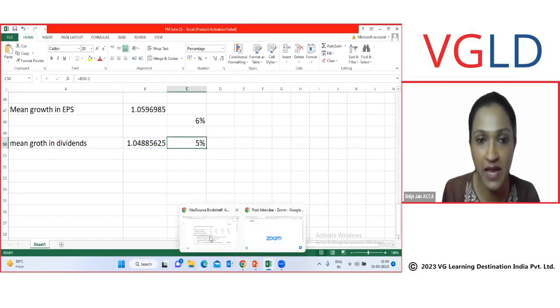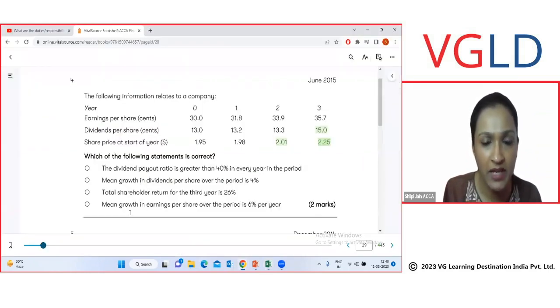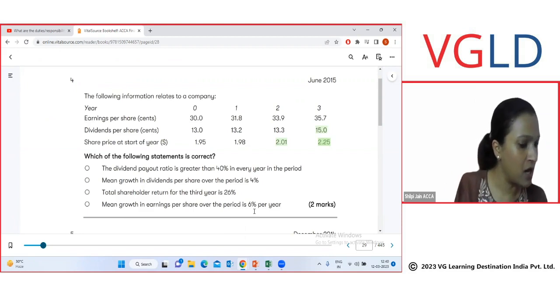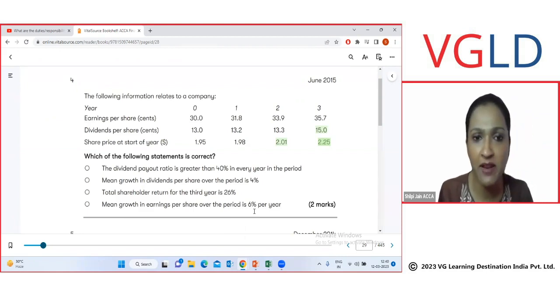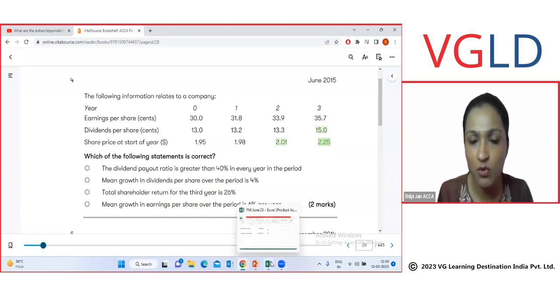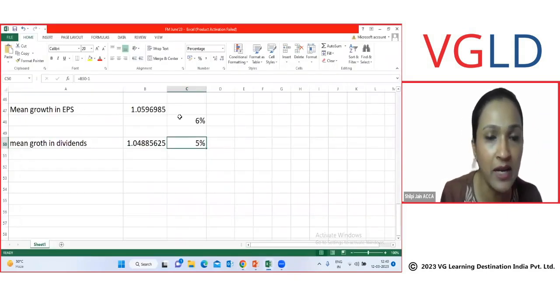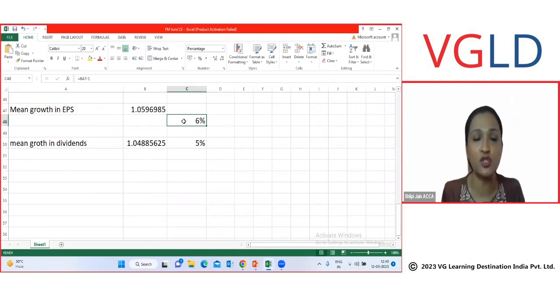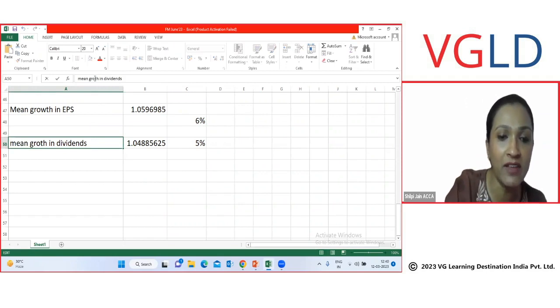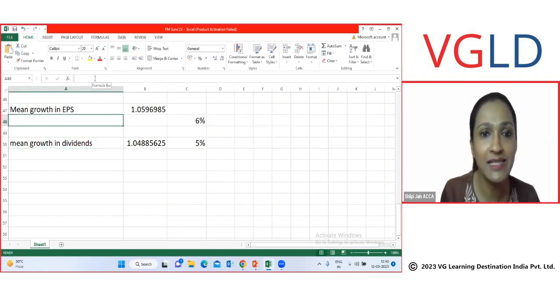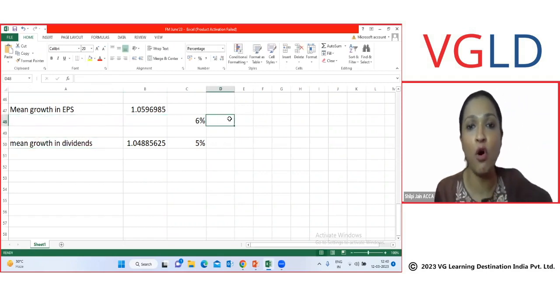what does the statement say? Mean growth in dividend per share over the period is 6% per share. So is that correct? Mean growth in earnings per share is 6%. Okay, sorry. This is what we had calculated in earnings per share. So it is 6%. Yes. So statement number 4 is correct. Is everybody okay with it? So this is actually statement number 4.